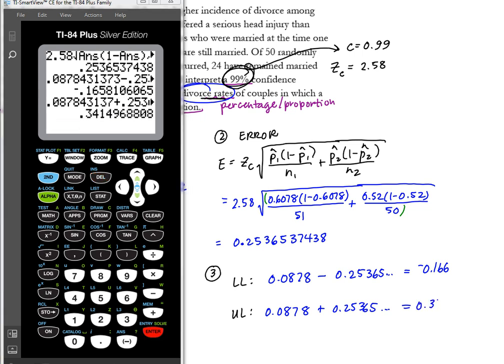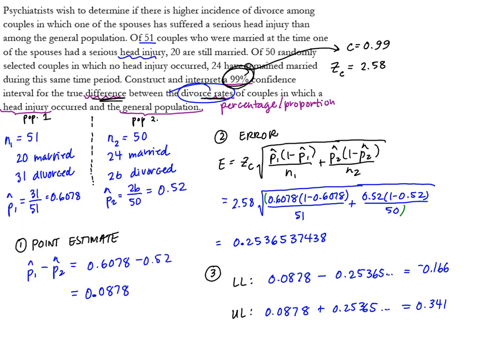For 0.341 to 3 decimal places. So our confidence interval has a lower limit of negative 17% and an upper limit of about 34% as the difference between divorce rates. So can we claim any difference? Not by this sample. The confidence interval contains the value of 0, right? 0 would be in here, somewhere between negative and positive.